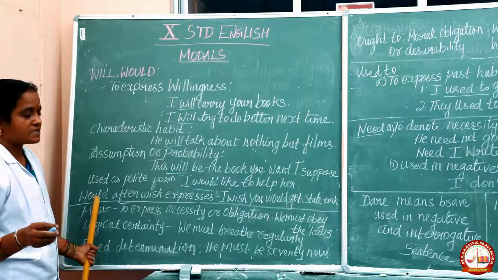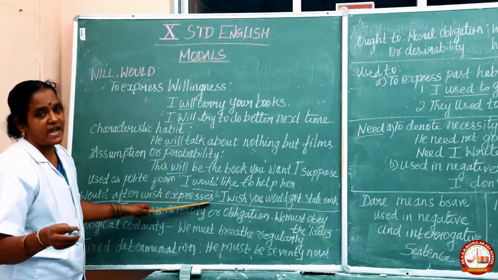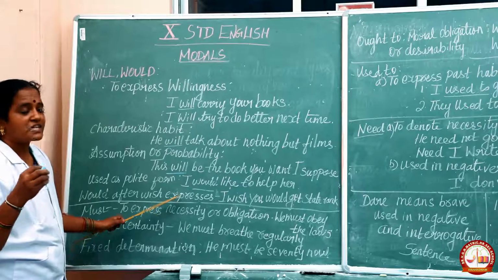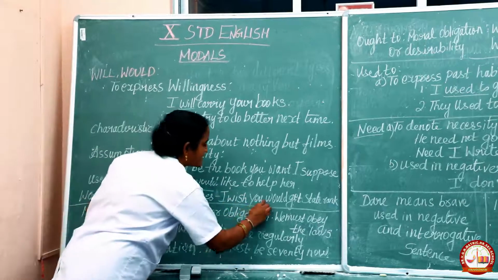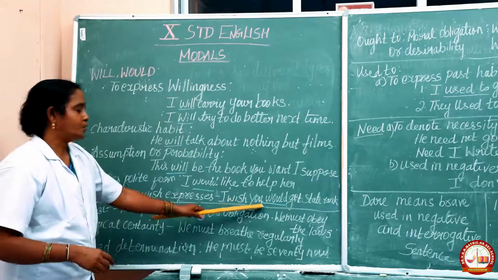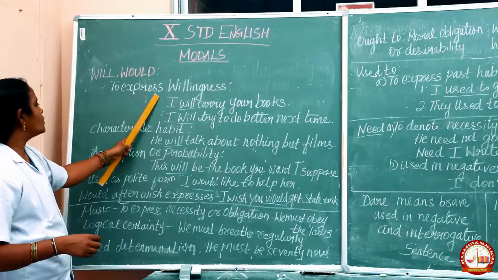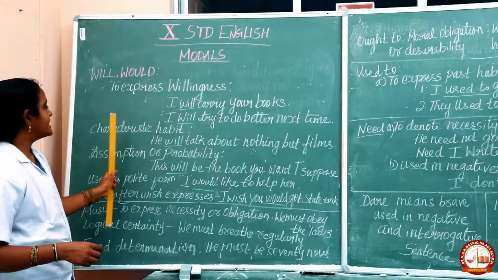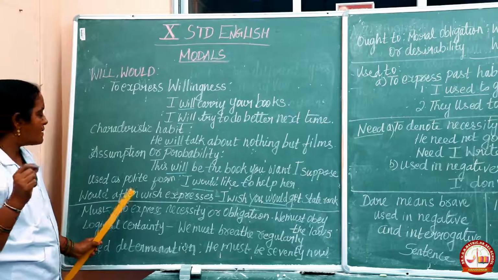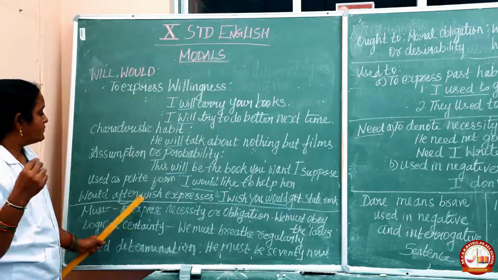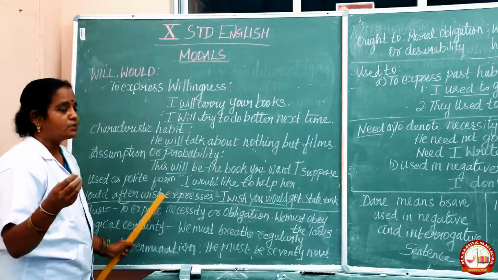The next usage is would after wish expresses. I wish you would get state rank. This is a wish expressing thing. I wish you would get state rank. For this also we use would to express a wish. So what are the usages of will and would? To express willingness, characteristic habit, assumption or probability, used as polite form, and would after wish expresses.